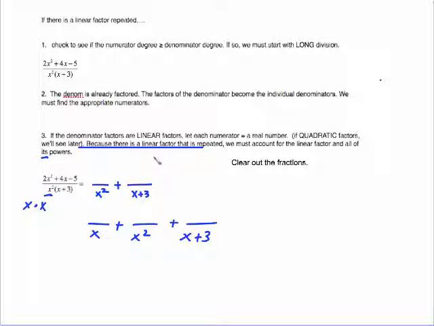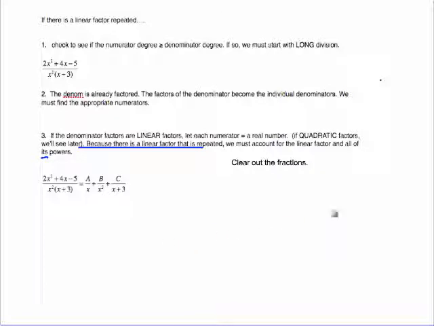And that's why it says, because there is a linear factor repeated, we must account for the linear factor and all of its powers, up to this highest power. Since that's x squared, we had to go from x up to x squared. If that had been x cubed, I would have needed an x squared, and an x cubed, and then also the x plus 3. So anytime there's a linear factor repeated, that's what we have to do. So this is really what I have for my three fractions. I have one fraction with x, one fraction with x squared, one fraction with x plus 3.